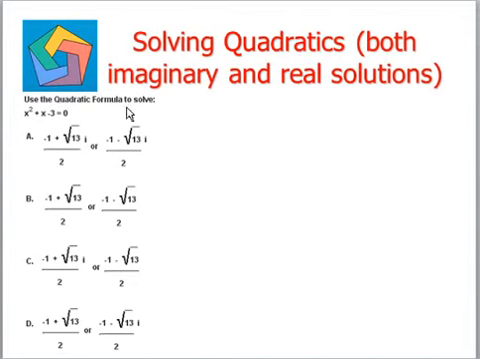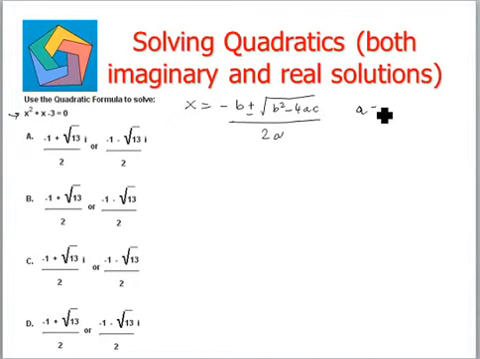Use the quadratic formula to solve. We're given x squared plus x minus 3 equals 0. So the quadratic formula is x equals negative b plus and minus the square root of b squared minus 4ac divided by 2a. We'll identify the a, b, c from the equation. a equals 1, b equals 1, while c equals negative 3. So we'll plug these values and see what we get.